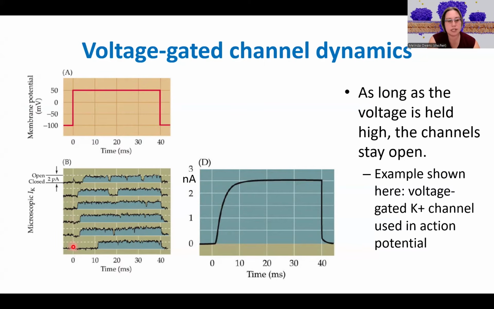So it looks here, it takes maybe a while for the channel to open up, but once it opens, it stays open more or less for the whole 40 milliseconds. And same here if you look at the macroscopic current. As long as that voltage is high, there's the full current going. And so this is the voltage-gated potassium channel that's used in the action potential. It behaves like this. As long as the voltage is held high, the channels stay open.